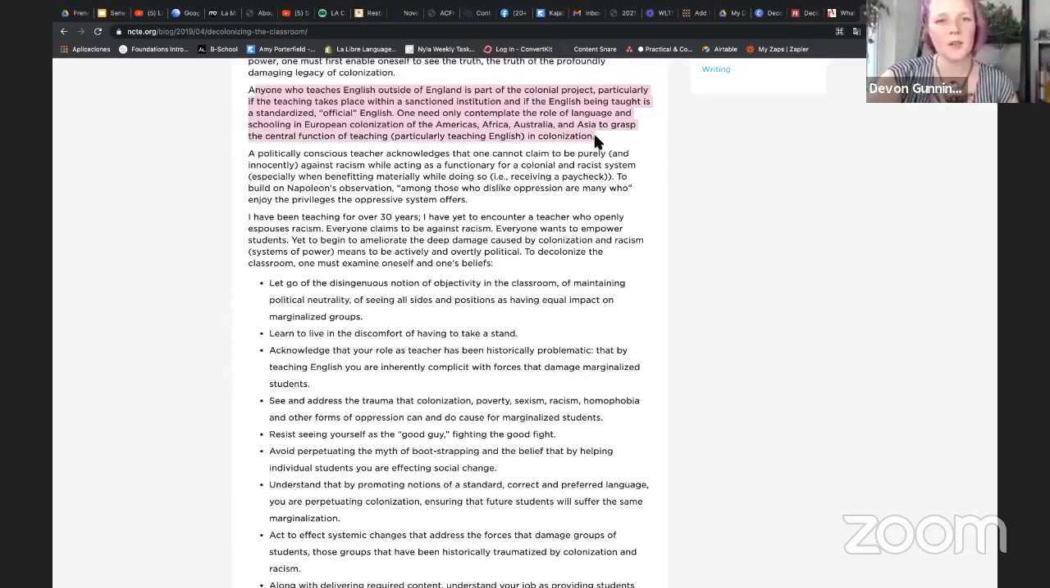Particularly if teaching takes place within a sanctioned institution, aka a school, and if the English being taught is a standardized official English, one need only contemplate the role of language and schooling in European colonization of the Americas, Africa, Australia, and Asia to grasp the central function of teaching, particularly teaching English in colonization. This is something as teachers that we need to wrestle with, is the role of teaching a language and suppressing native language in order to get, for lack of a better word, an agenda across.